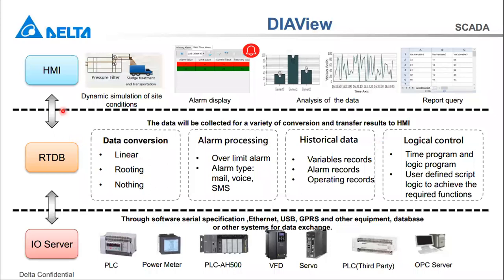And then we also have to let people know what all this data means. So this is the human-machine interface. We can see the dynamic simulation of the site conditions, alarm display, and analysis of the data by charts, bar charts, and curves, and also do report queries. This is the general basic function of the DIAView software. I think most SCADA software has the same architecture as this.